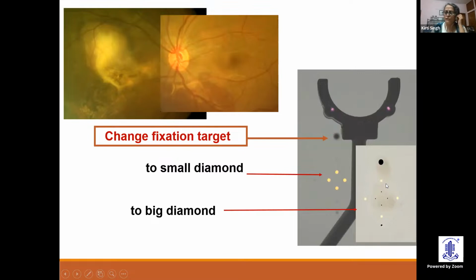A question often asked is, when do you shift the central fixation target? The answer is when you have macular pathologies which will cause persistent fixation losses. So if you have a macular pathology, the patient of this type will not be able to see from here, but maybe by the inferior large diamond, they may have some fixation and you can do a field.